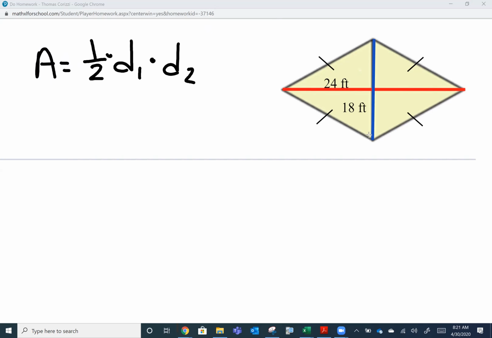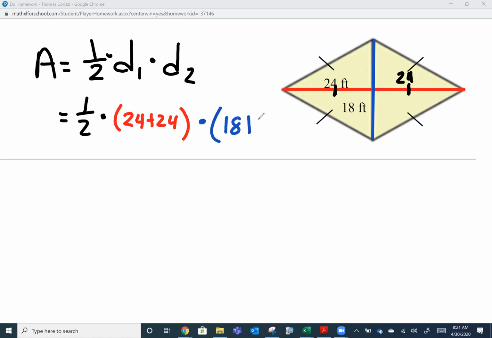So now notice that the diagonals are broken up into two equal pieces. So this is 24 over here. So this is 24. So one of my diagonals, the red diagonal, is 24 plus 24. And my blue diagonal is going to be 18 plus 18, because that piece is going to be 18 as well. So then the formula becomes 1/2 times 48 times 36. You plug that into a calculator and solve on your own.